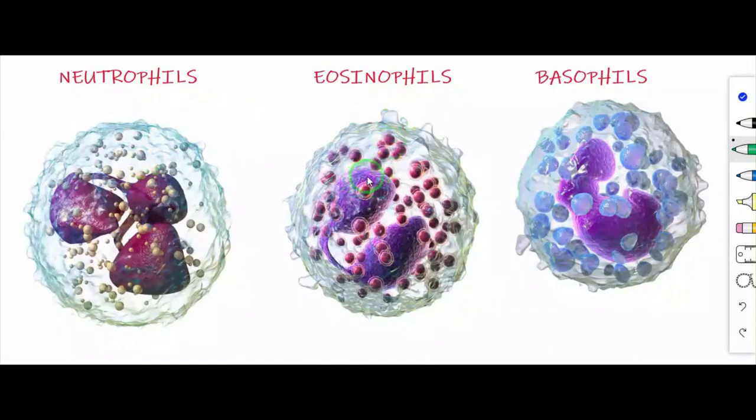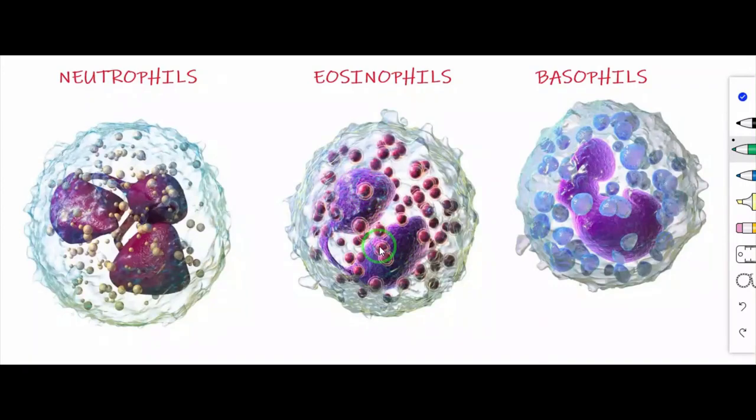It has a bilobed nucleus and forms 2% to 3% of the total leukocytes. So these eosinophils have a bilobed nucleus. Bi means 2, so 2 lobes are present. They constitute 2% to 3% of the total leukocytes.